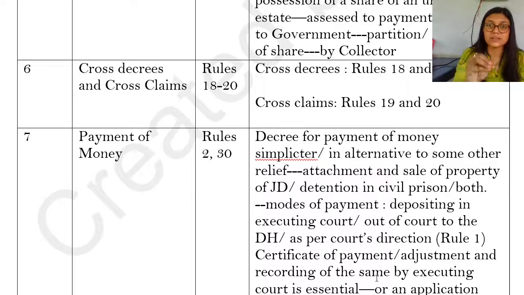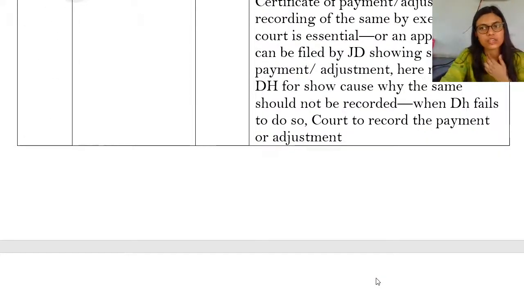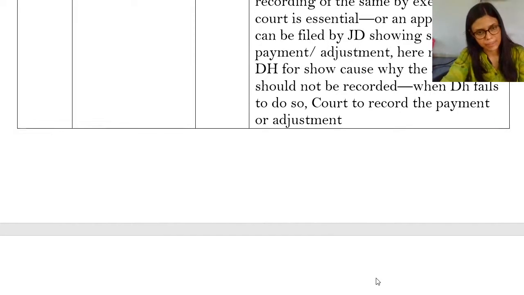And when the judgment debtor comes with such an application, notice will be given to the decree holder to come and show cause why the same should not be recorded, that the decree has been satisfied, etc. If the decree holder does not come, then the court will record the same.